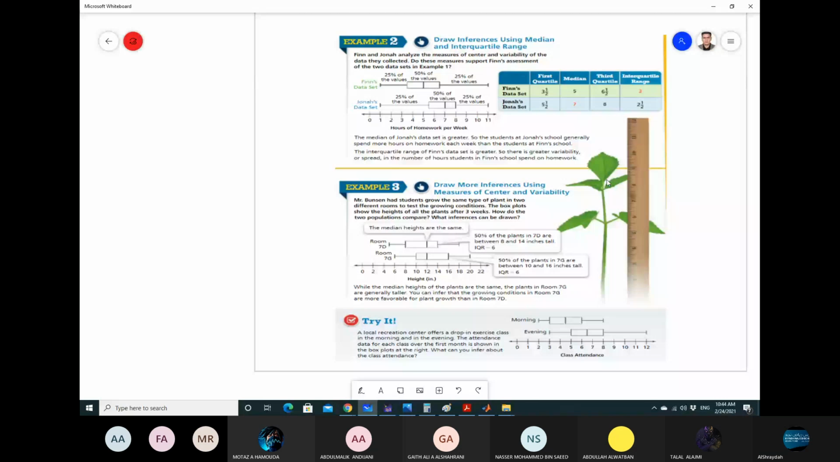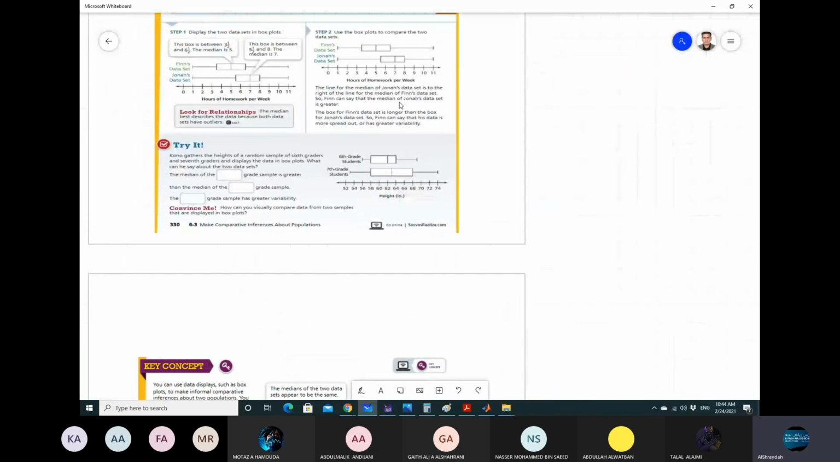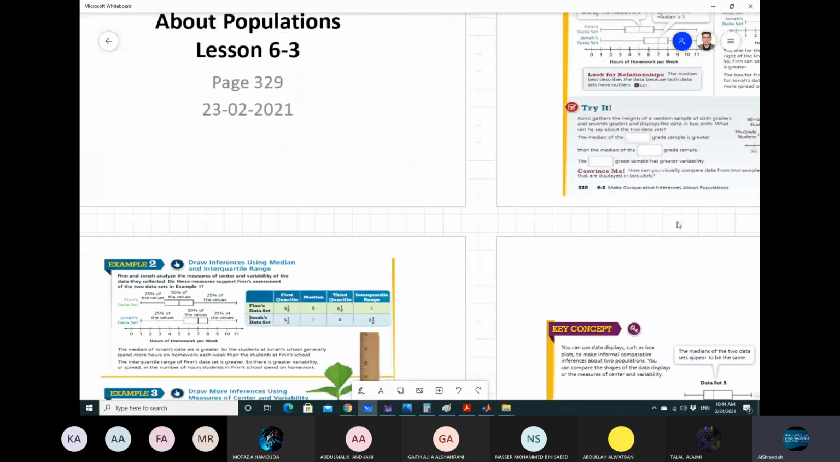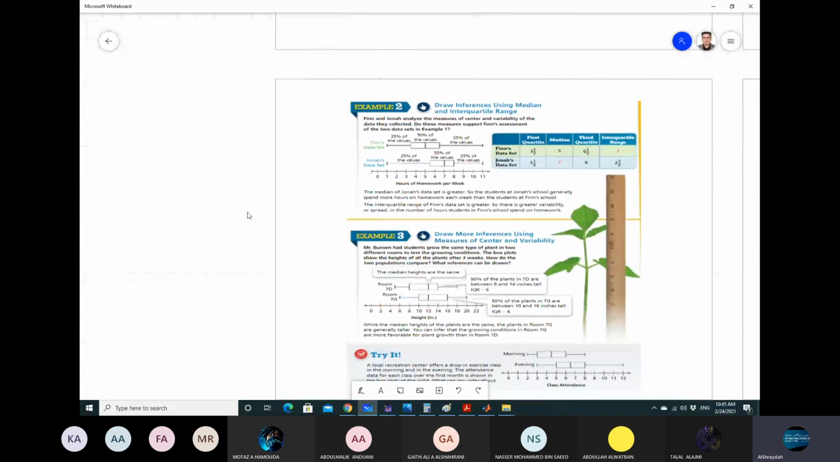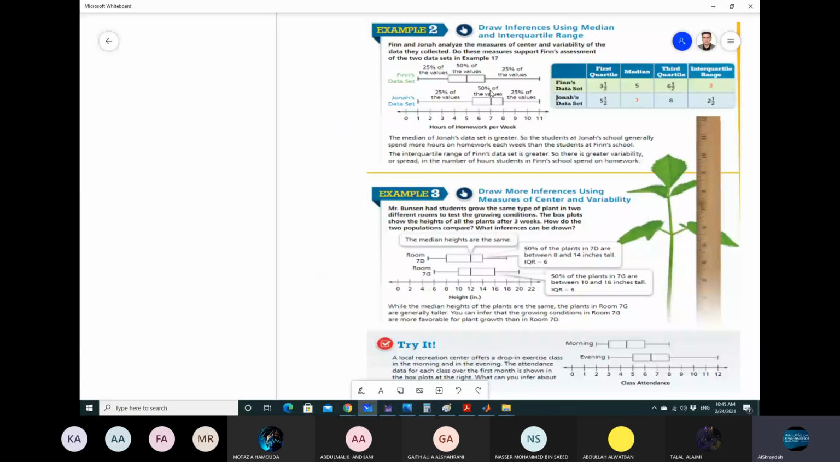In example one, look here, Finn can say that the median of Jonas data set is greater, and also Finn can say that his data is more spread out, or has a greater variability. Now we want to see if we can support that or not from the measures that we have using the box plots that we have.